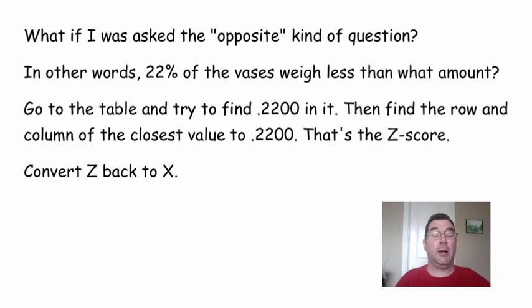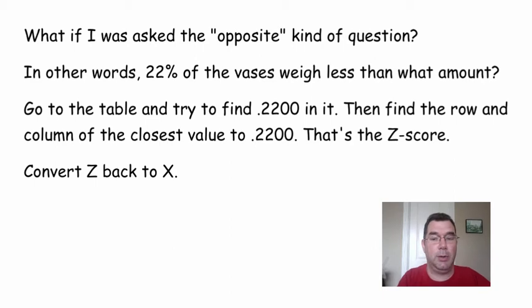So now let's talk about the opposite kind of question. We talked about a question where I wanted the probability that a vase was below a certain weight. Now, if I give you a percentage and ask you for the weight that that percentage of vases is less than, then I need to know how to do that. So let's say I wanted to know 22% of the vases weigh less than what amount. Instead of looking up the row and the column, I'm going to need to look inside the table and see what row and column that percentage is in. So it's kind of the opposite of what I did before.